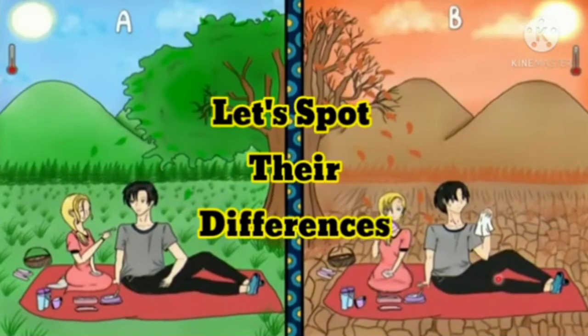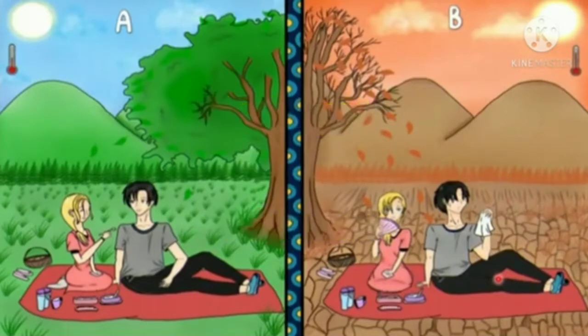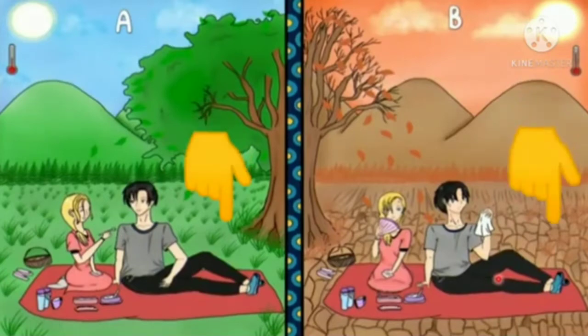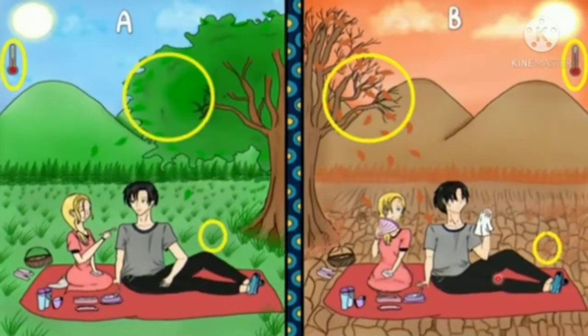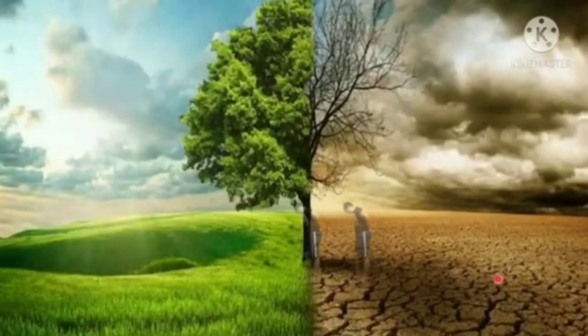Before you start, look at the two pictures and try to observe their differences. Now, what can you say? Let's spot their differences. Picture A shows abundant plant species, while picture B shows weathered plants and falling leaves. Picture A shows normal heat index, while picture B shows intense heat. Picture A has green grasses, while picture B has extreme drought. Each climate has changed dramatically.